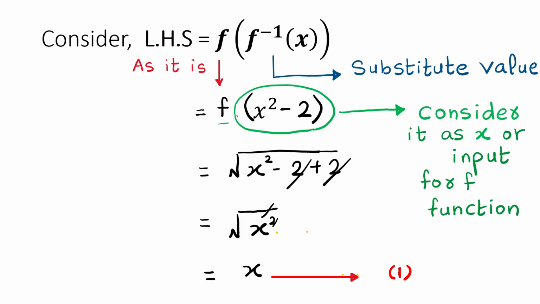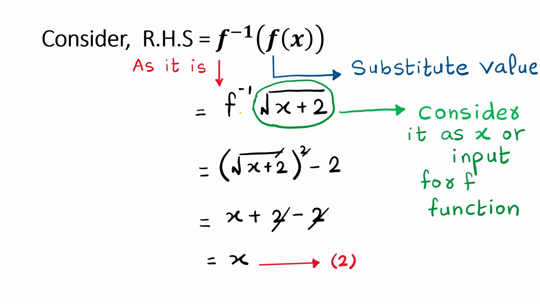Go to the f function, which is x plus 2, and replace x with this new value. So we get this step. After further simplification, the answer is x, and name it as equation number 1.